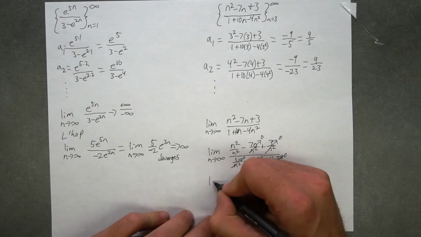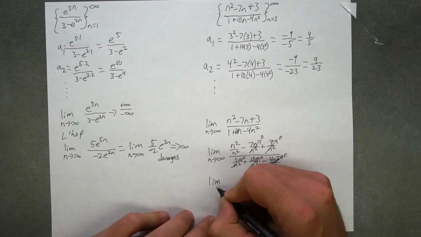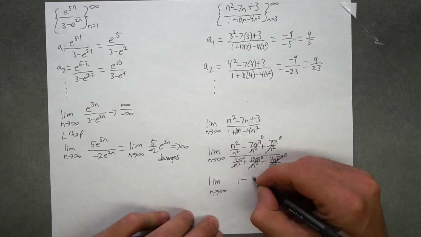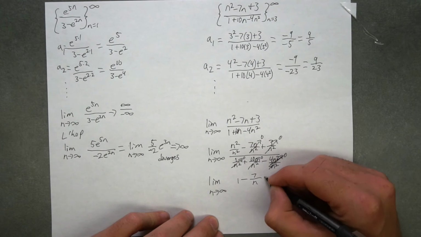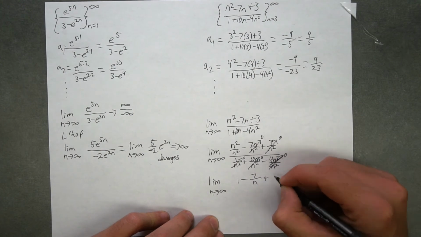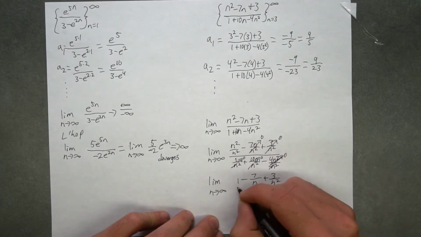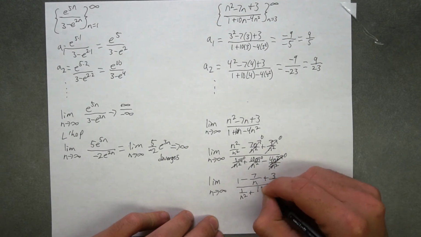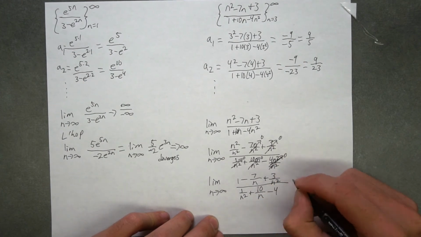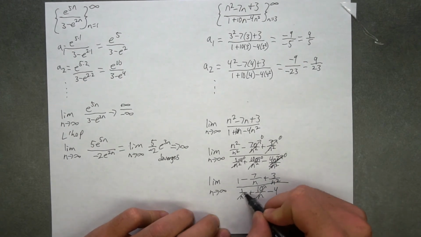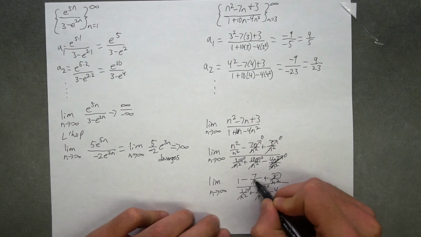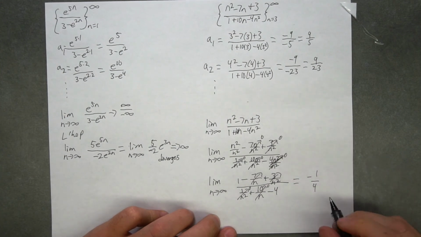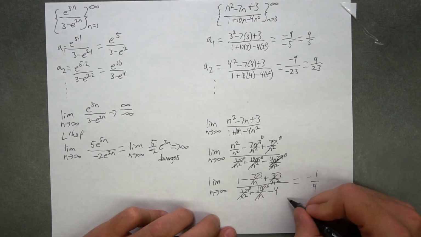So what we end up with is the limit as n approaches infinity of 1 minus 7 over n plus 3 over n squared, over 1 over n squared plus 10 over n minus 4. Since all of these terms go to 0, this equals negative 1/4. Since it equals a number, we can say that this sequence converges.